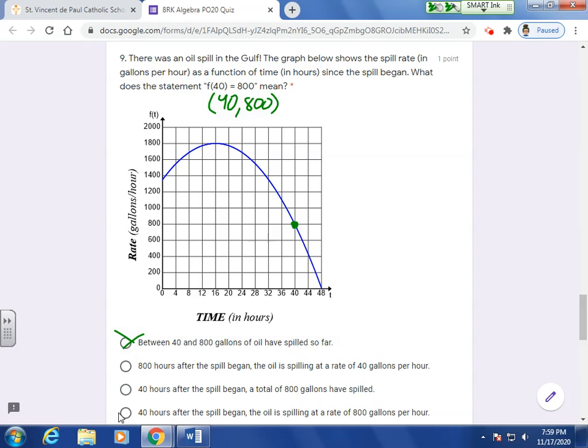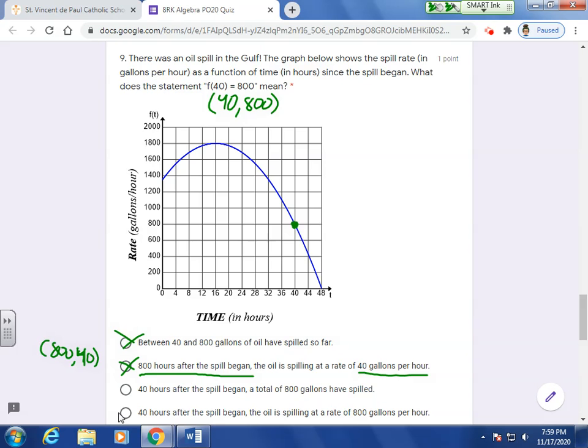800 hours after the spill began, the oil is spilling at a rate of 40 gallons per hour. Well, since that's our x value and gallons per hour is our y, that would be the ordered pair (800, 40), which is the opposite of what we have. Okay, so that one is at least plausible, but it's backwards.